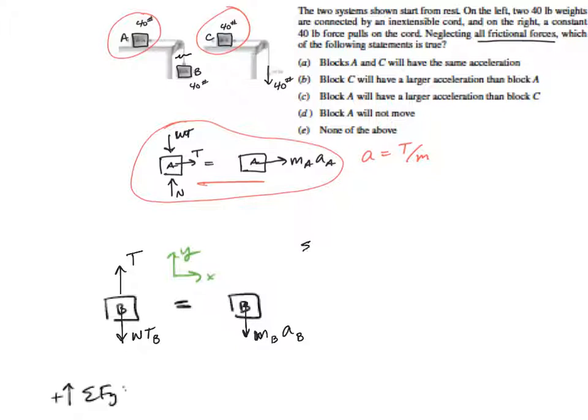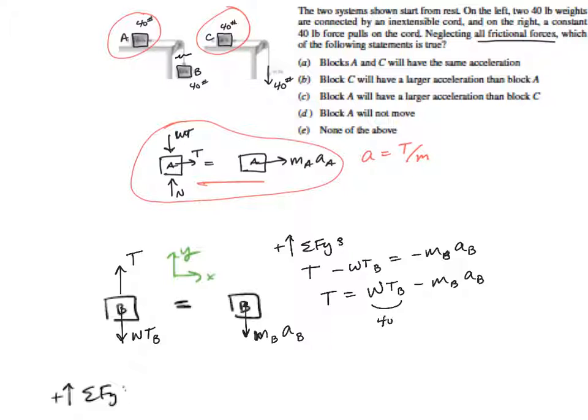And so what I'm going to do now is sum forces in the y direction, and I'll call up positive. T minus the weight of B is equal to minus MB AB. And so I can now rewrite this for the tension, which is going to be the weight of B minus MB AB. And remember, the weight of B is 40 pounds. So I would know that the tension is going to be less than 40 pounds.